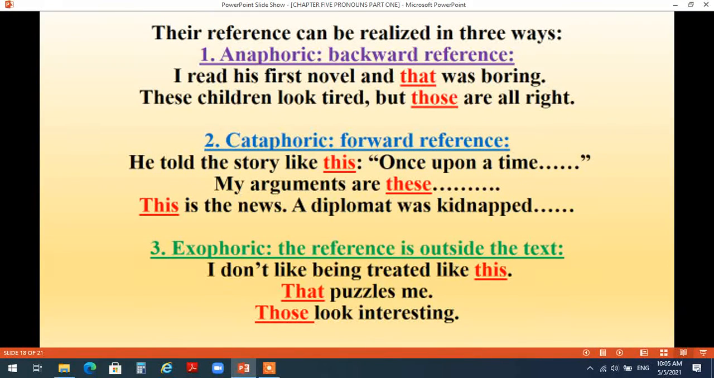إذن هنا الإشارة إلى شيء سيذكر لاحقا. يعني بالبداية نذكر اسم الإشارة ثم نذكر الشيء الذي يشير إليه اسم الإشارة ذلك. For example, he told the story like this. Once upon a time and we go on with our story. إذن بالبداية استخدمنا demonstrative pronoun this وبعد ذلك بدأنا بسرد القصة التي نريد أن نسردها. This is called cataphoric reference.